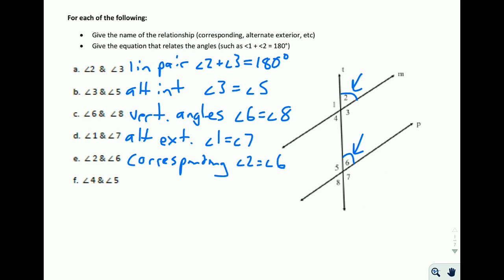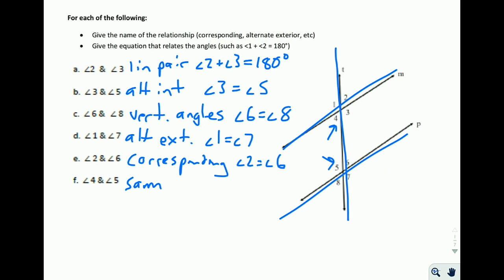And then finally, the last one is angle 4 and angle 5. They are on the same side of the transversal. They are both inside the parallel lines, so that is same side interior. And whenever you have two same side interior angles, you can see they don't look like they're the same. They're not. They together add up to 180 degrees.